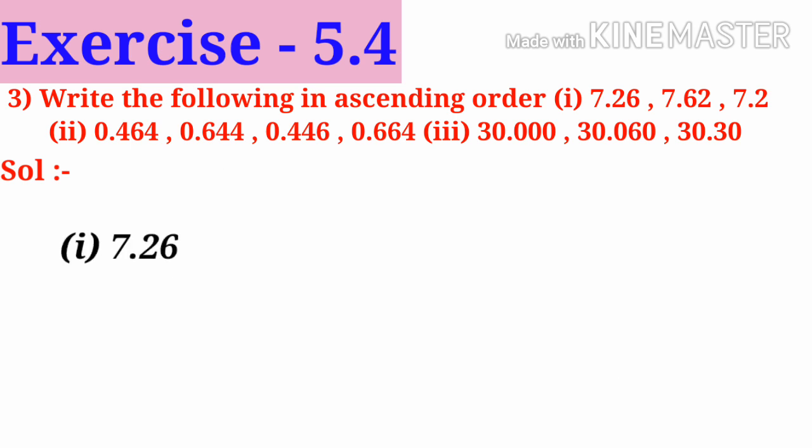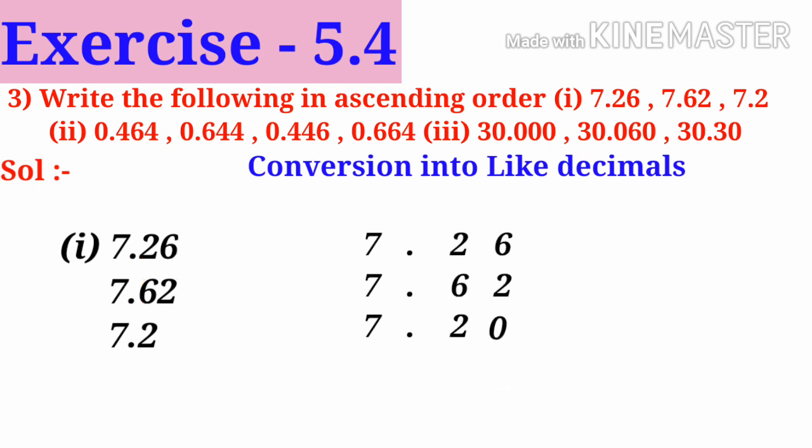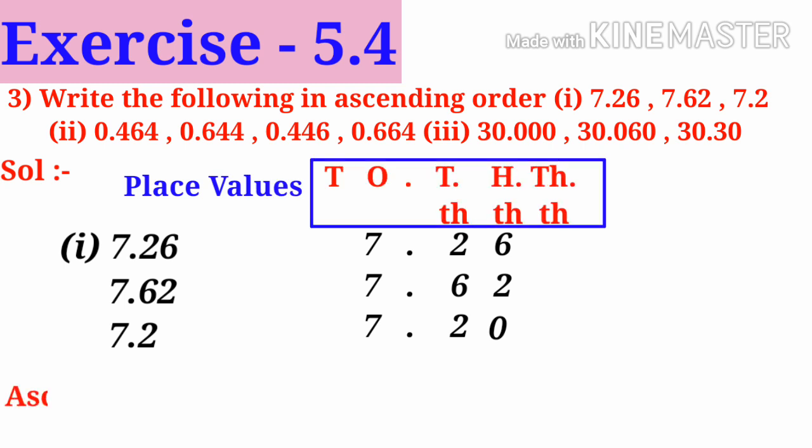Now let us take first problem: 7.26, 7.62, 7.2. First convert into like decimals. Maximum decimal places are 2. So just add 0 to the last decimal fraction, that is 7.20. Now put all the decimal fractions in their exact place values.